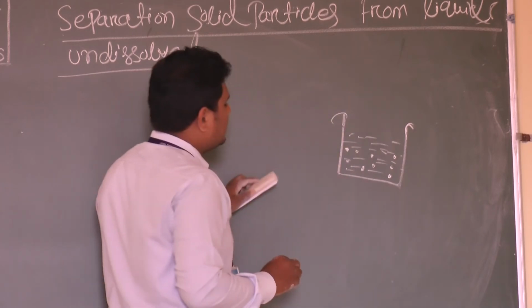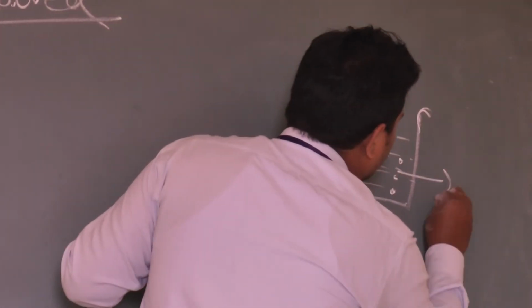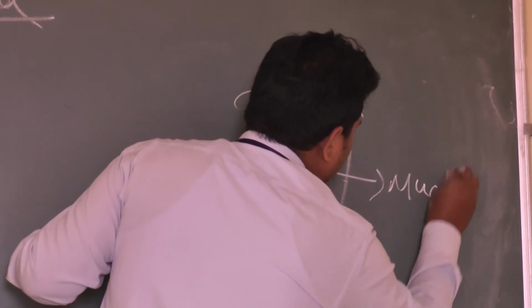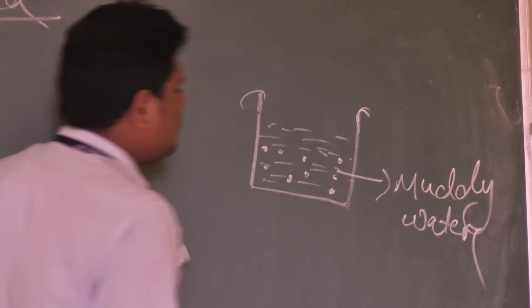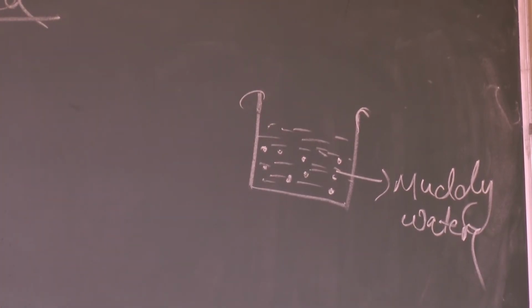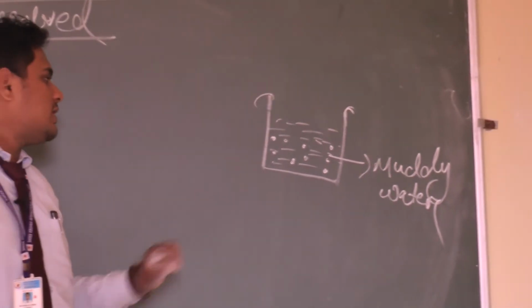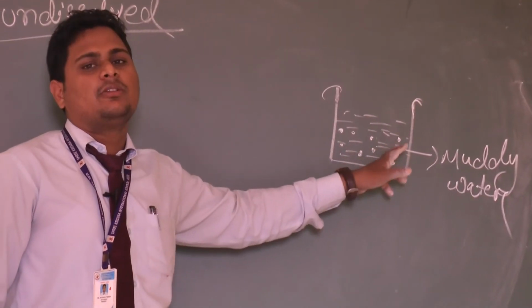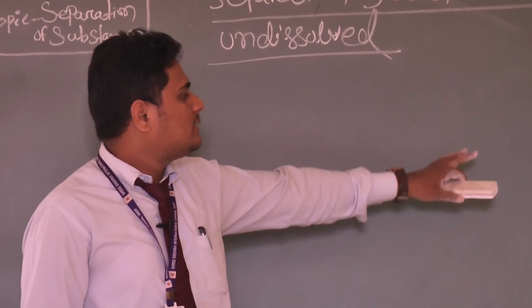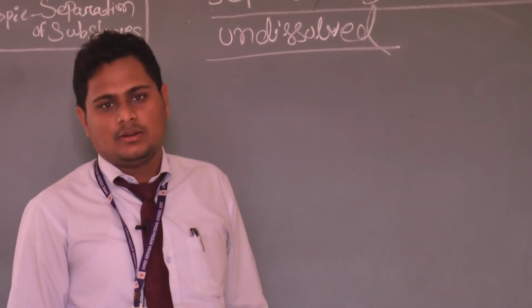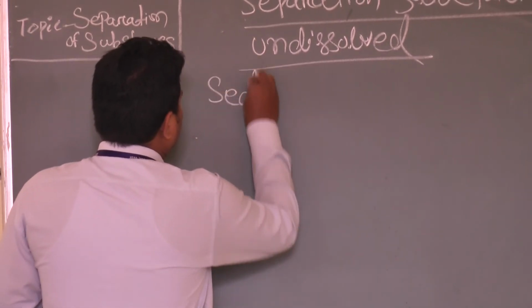Okay. So here I have taken a container and inside it muddy water is present. Muddy water means some liquids are there and some solid particles are also there which are not dissolved by the liquid. So what are the processes used to separate the water from the solids? Remember, first we will discuss the sedimentation process.